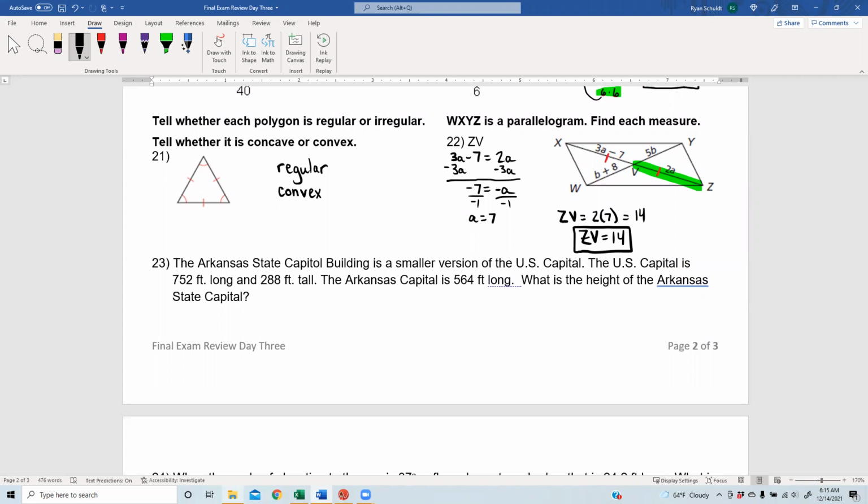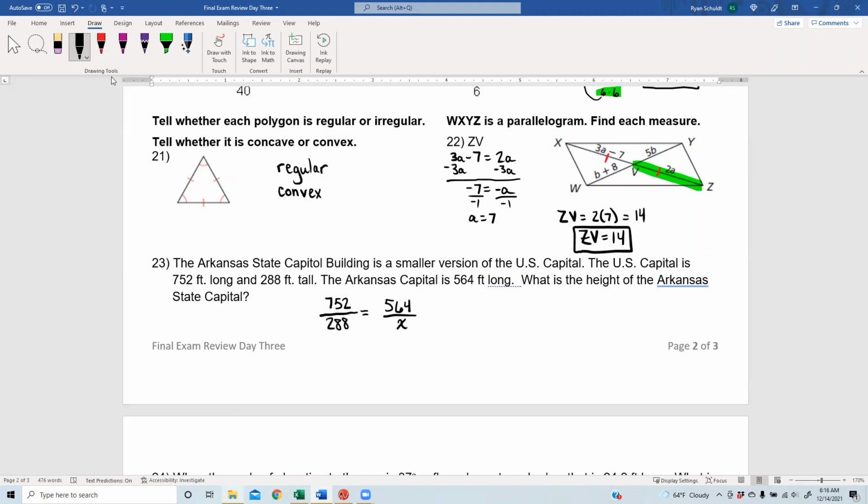The Arkansas State Capitol building is a smaller version of the U.S. Capitol. The U.S. Capitol is 752 feet long and 288 feet tall. The Arkansas State Capitol is 564 feet long. What is the height of the Arkansas State Capitol?